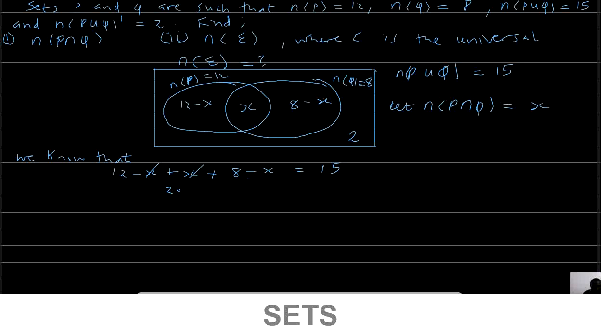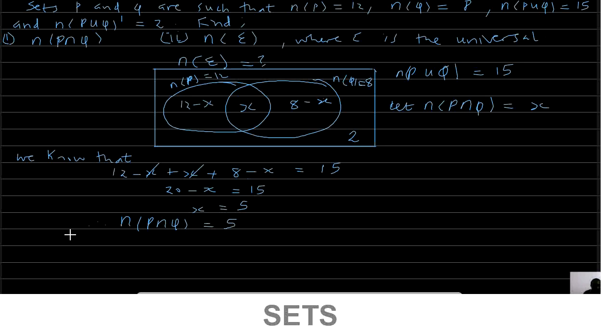We have 20 minus X equals 15. So when you solve, X is equal to 5. So we have found the number of elements which belong to the intersection of P and Q. There are 5 there.